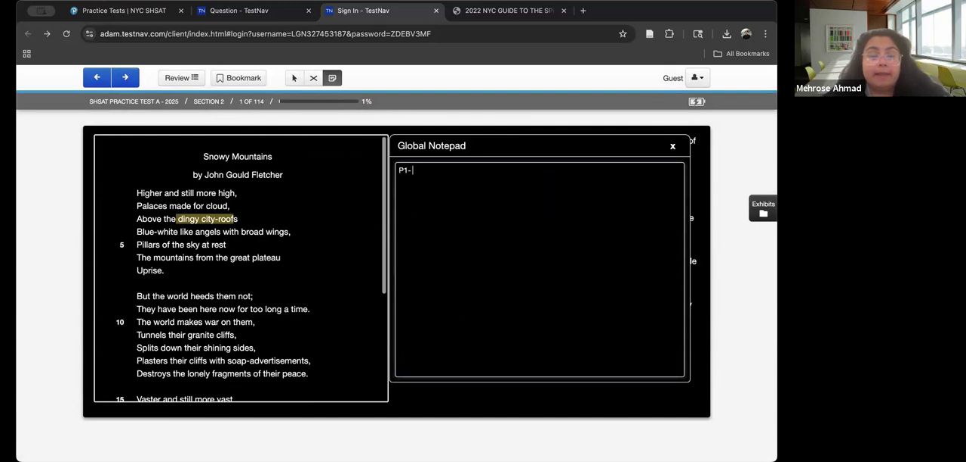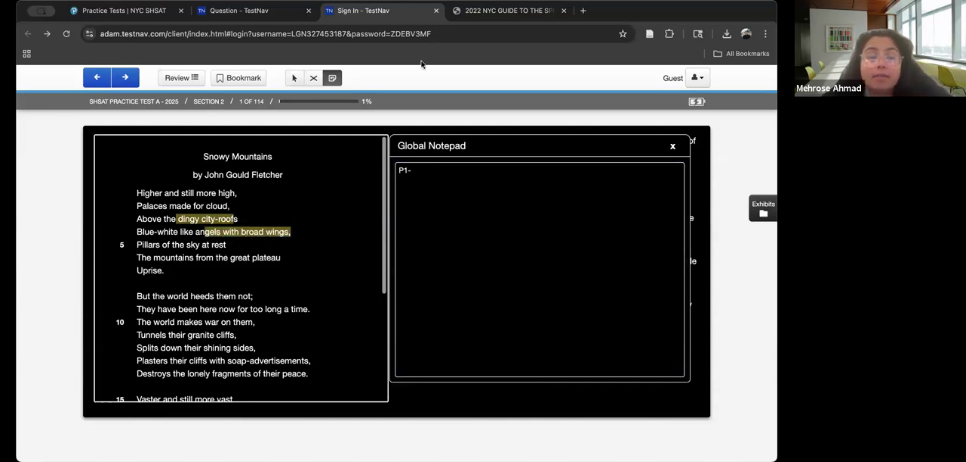So paragraph one, again, this is going to be very brief. On the real test, time matters. But what is the main takeaway I'm taking from this first stanza? Higher and still more high, palaces made for clouds above the dingy city roofs, blue, white like angels with broad wings. Likely this is referring to clouds.